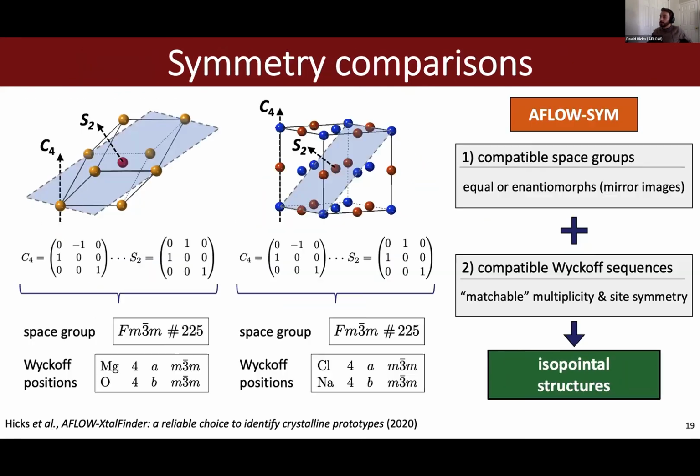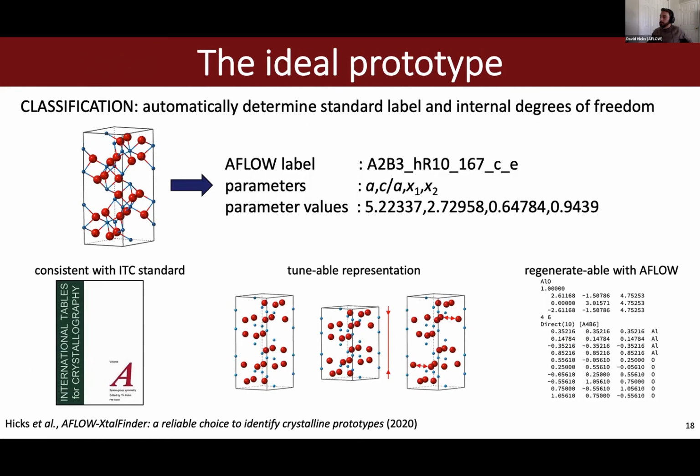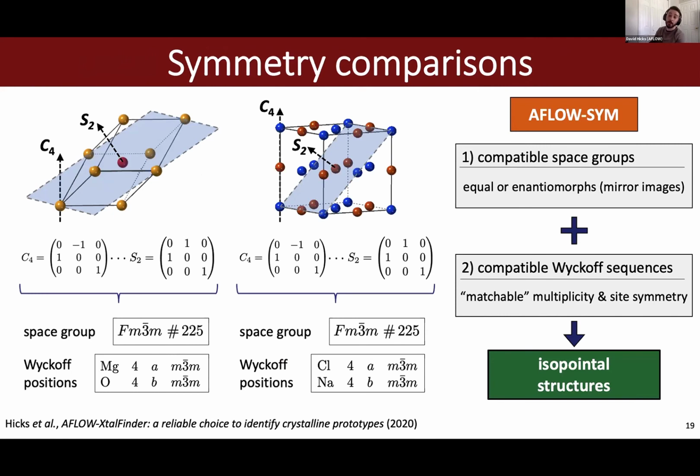So what are the different levels of comparison that we can perform? We can perform symmetry comparisons. We can take two structures regardless of the representation, calculate the symmetries, determine things like the space group and Wyckoff positions, and then compare the symmetries to see if they're similar. This determines isopointal structures, meaning that they have the same symmetry. So this is essentially the first tier of comparison.